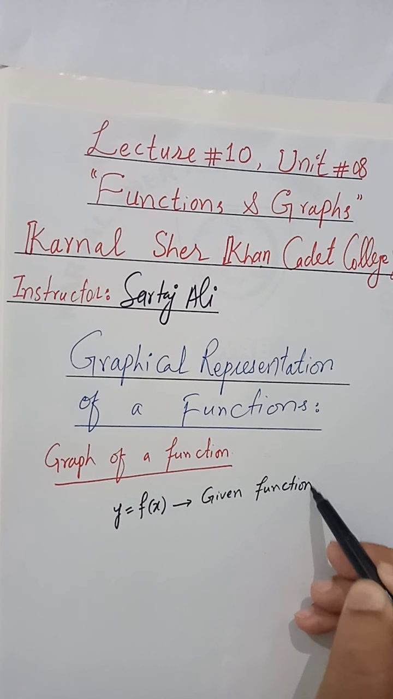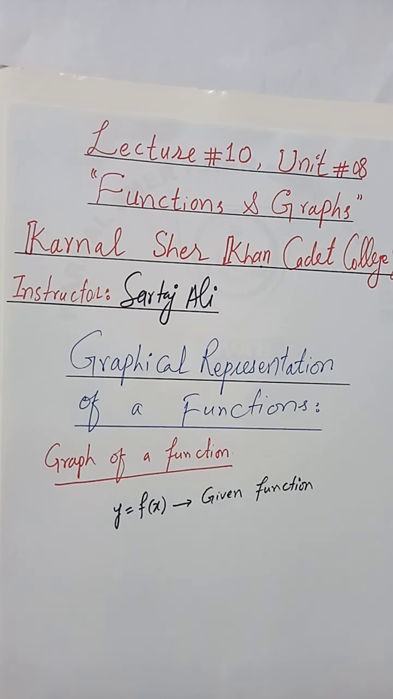Remember that every function has its own graphical representation. It means that for every function there is a special set of points in a plane. When you join those set of points, the curve made from those set of points is called the graph of the function. But what will be the condition on those set of points?